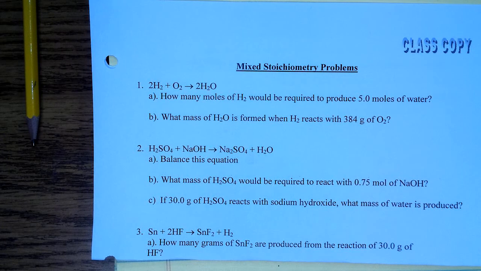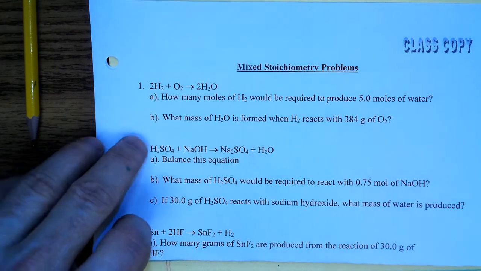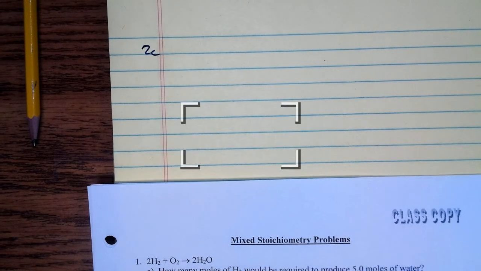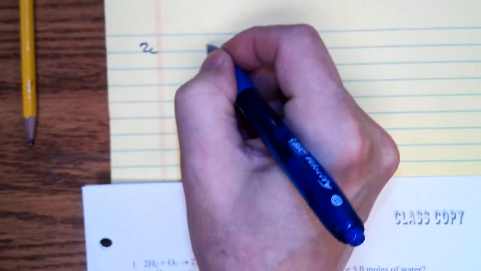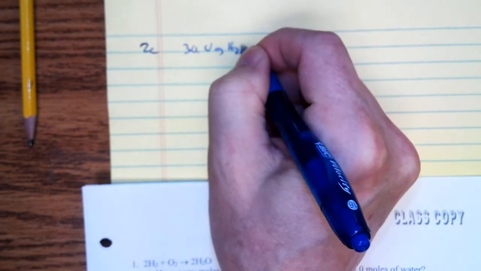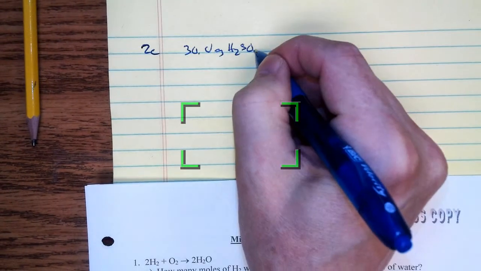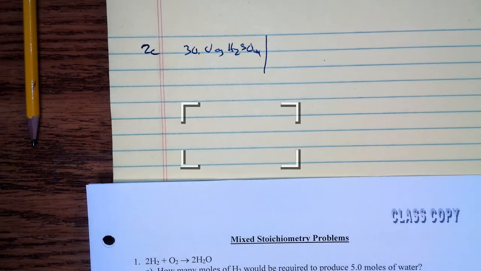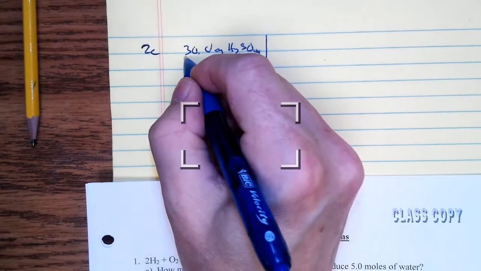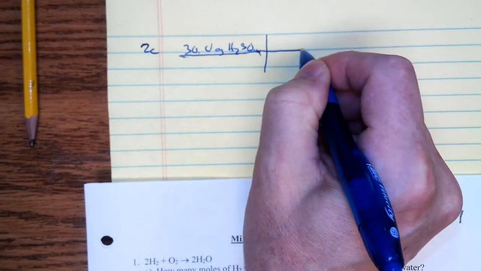And I'm just going to take this down here. Okay, so what do we start with? What we're given. So we've got 30.0 grams of H2SO4. Now, it's asked for what mass of water is produced. So where are we going on the roadmap? It's a mass-mass problem.